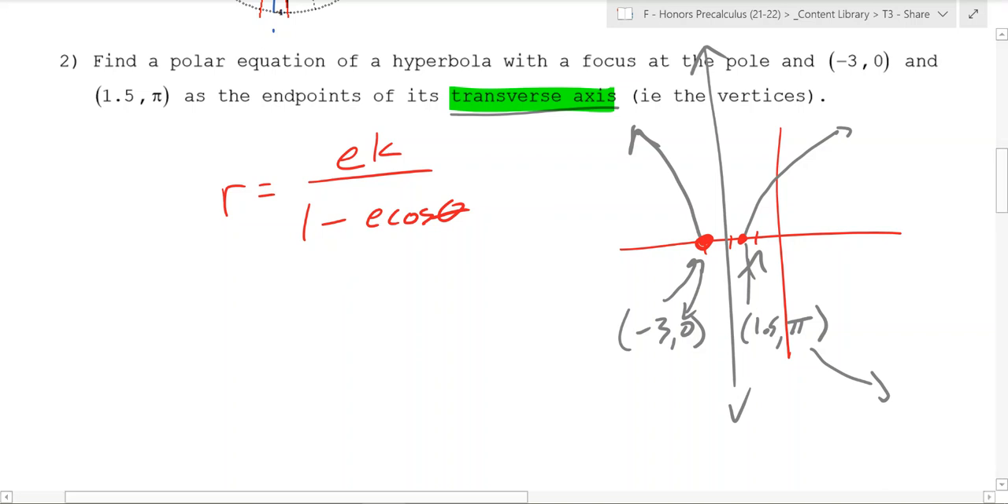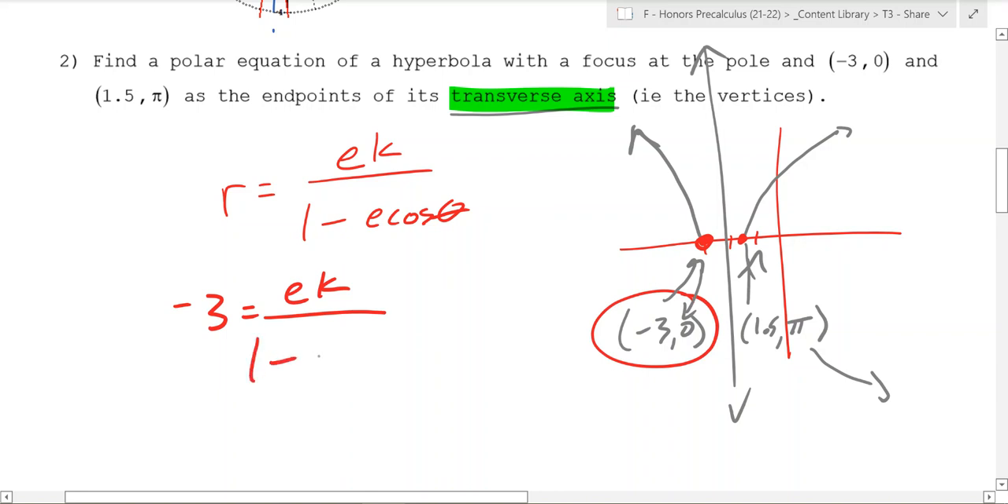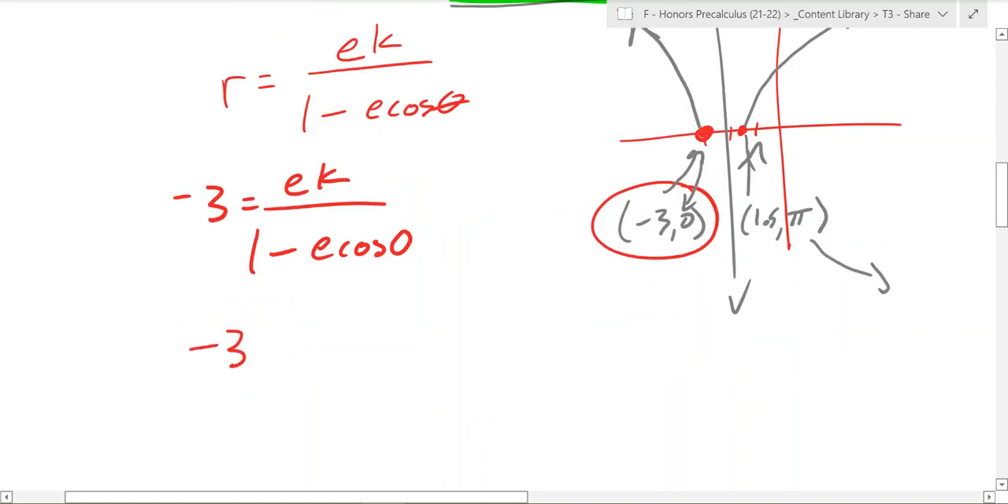So we know, for example, when we plug in values, for example, 3, 0 right here, if we plug in 3, 0, we know that negative 3 is equal to ek over 1 minus e times cosine of 0. And cosine of 0 is 1, so we end up with negative 3 is equal to e times k. Sorry, I got to put this as a numerator here. So the numerator is going to be e times k over 1 minus e, like this. So that's one equation, right?